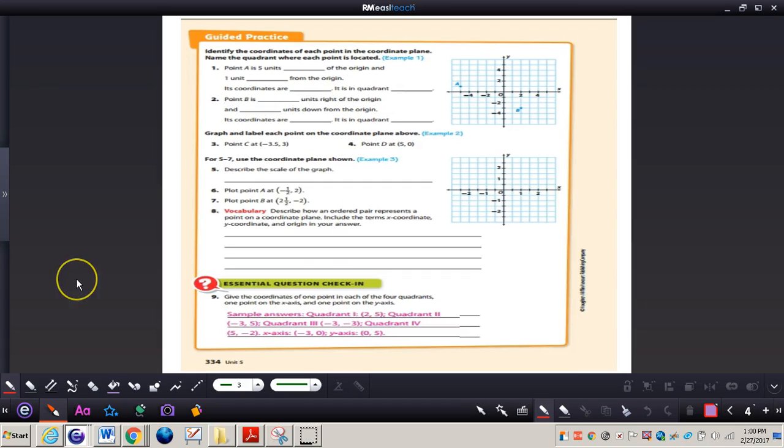Now I want you to take a look at number 1, and I want you to fill all those spaces in. You can work on that now. So you can see for number 1, we have left, up, point -5, 1.